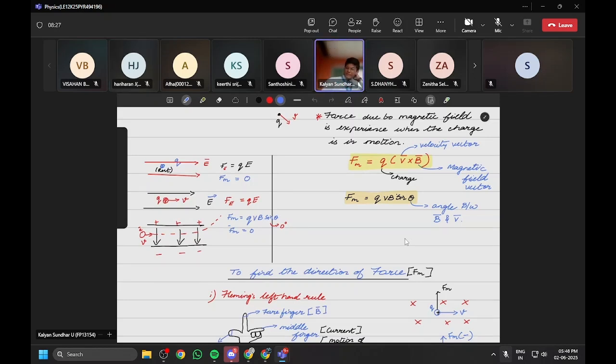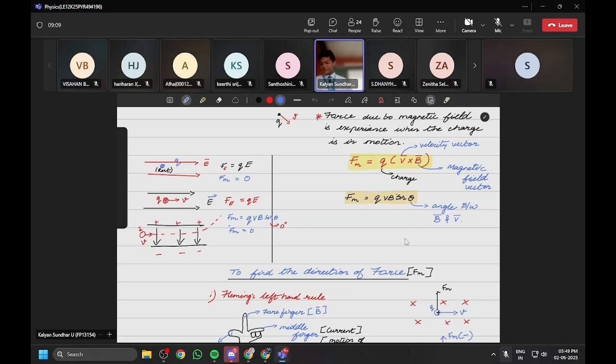Right, sir. So in the last class, we were introduced to a new chapter, moving charges and magnetism. We have been talking about how magnetism is due to the movement of charged particles moving with some initial velocity. Whenever there is a movement of charges, there will be a magnetic field around them. If the charge is at rest, it will experience only the force due to the electric field, not the force due to the magnetic field. The force due to the magnetic field will be there only if the charge is in motion.